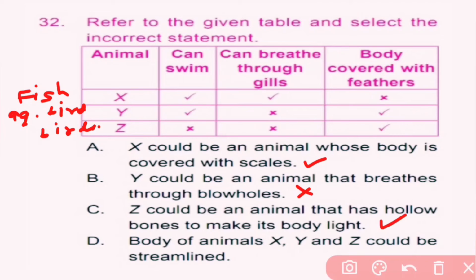And option D, body of animals X, Y, Z could be streamlined. So here X and Y can swim and Z can fly. So their body is streamlined. So this option is also correct. Only B is the incorrect option. So B is the correct answer.